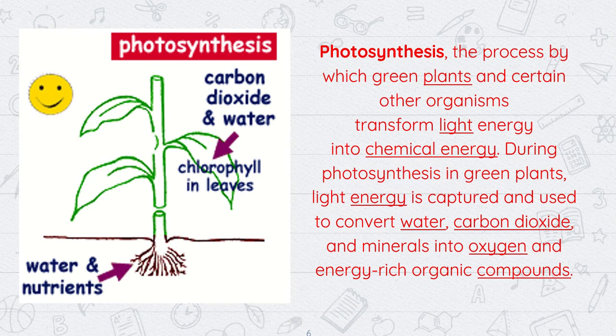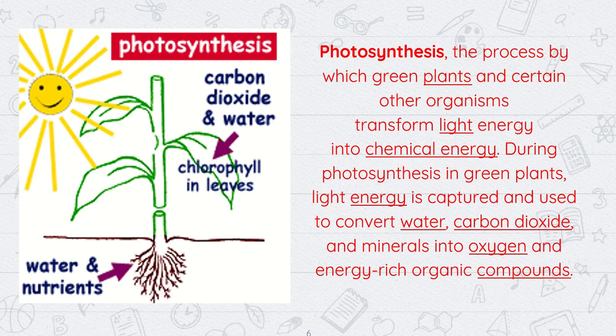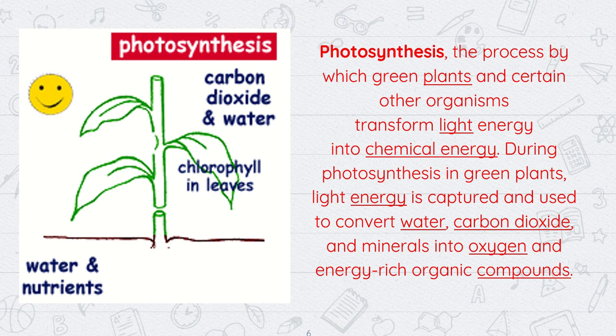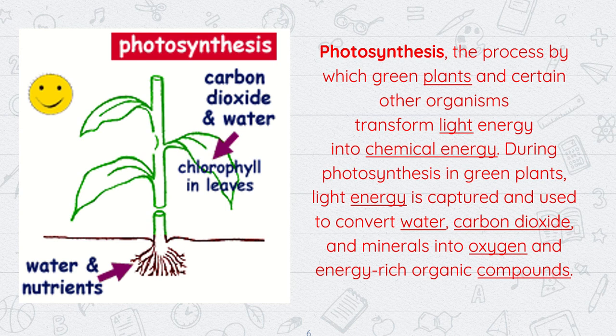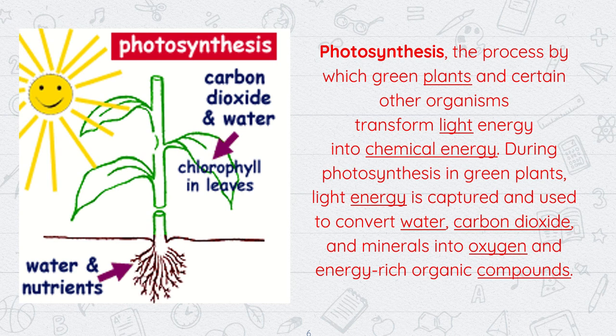What is photosynthesis? Okay, in this case, remember that it is the process by which green plants and certain other organisms transform light energy into chemical energy. During photosynthesis in green plants, light energy is captured and used to convert water, carbon dioxide, and minerals into oxygen.